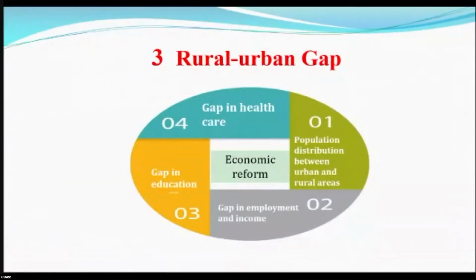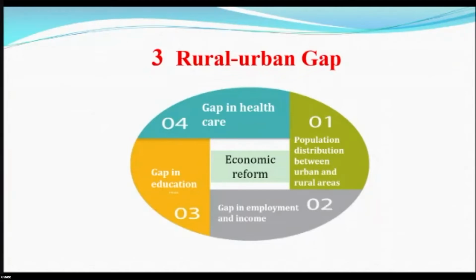The third one, the rural-urban gap. We look at the gap in healthcare, in education, and in population distribution among urban and rural areas. And for international experts, you may not know that in China in the past, we had a so-called residential permit.